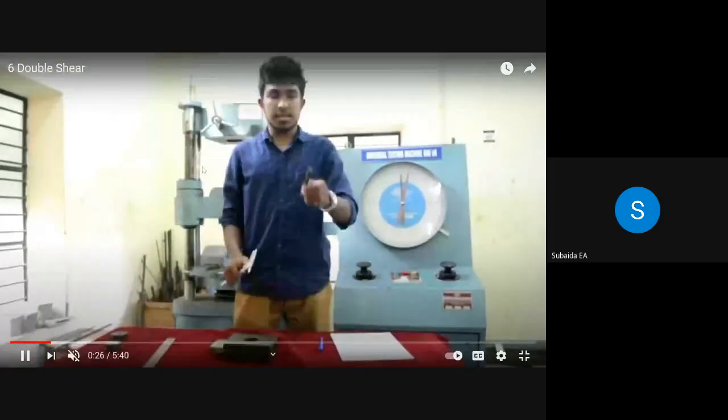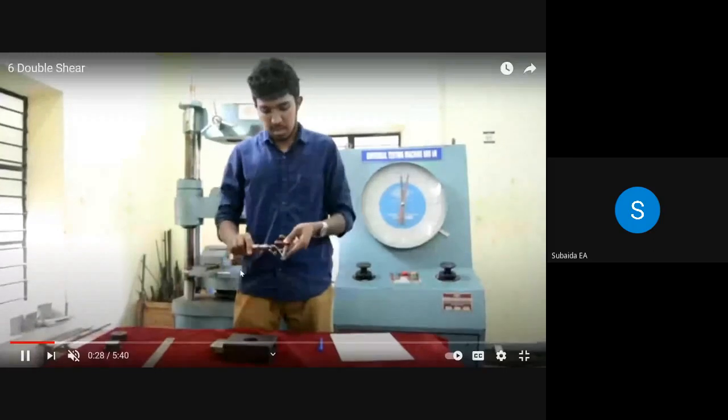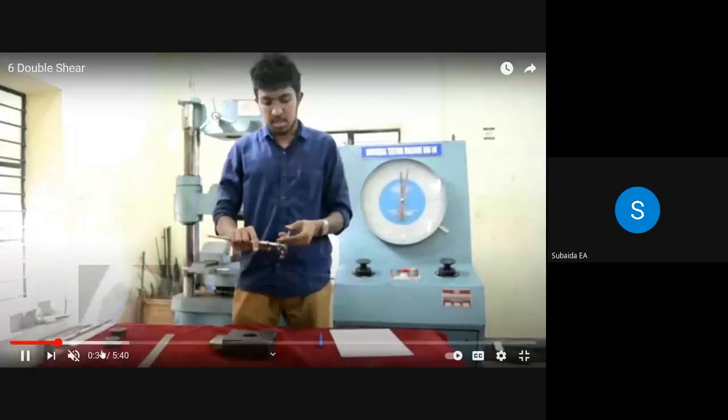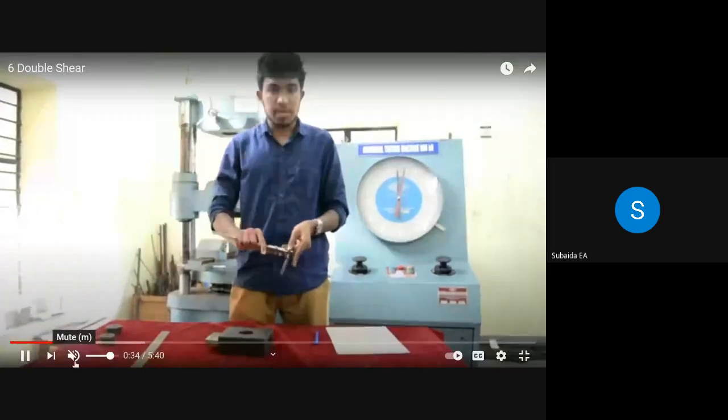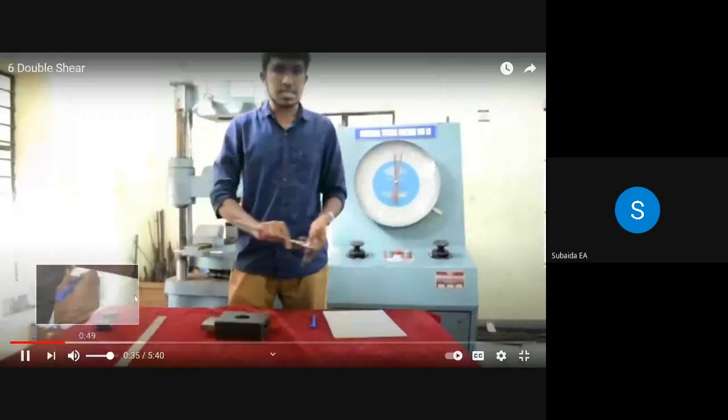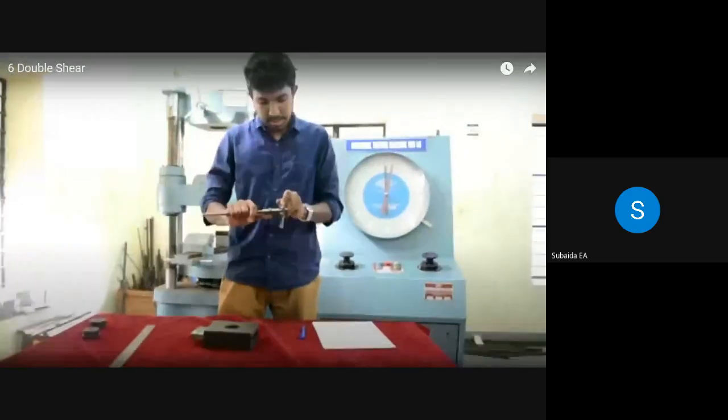First of all, diameter measurement, then keeping it in the shear shackle, that you can see. This is the diameter of the test specimen. We get the diameter as 11 millimeters. We note down the diameter.